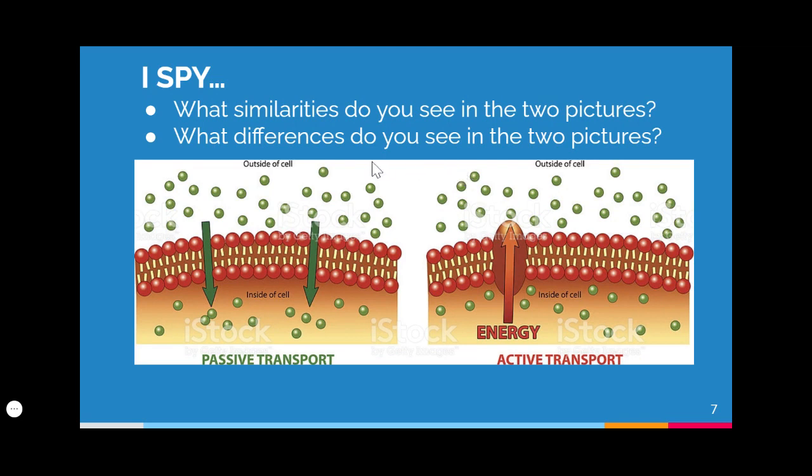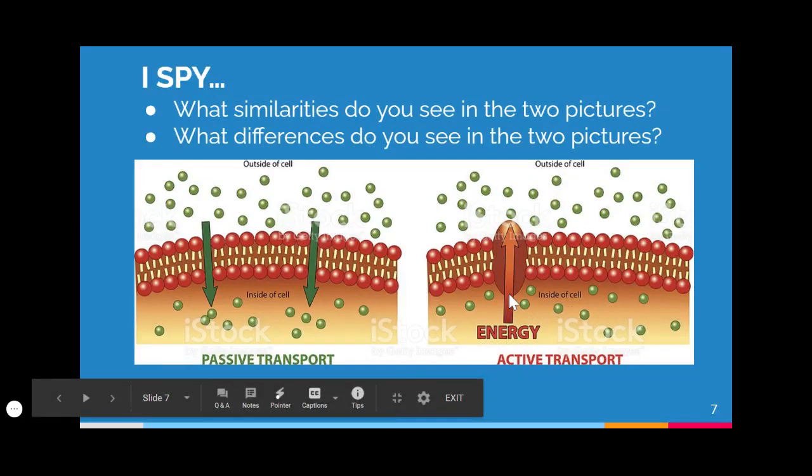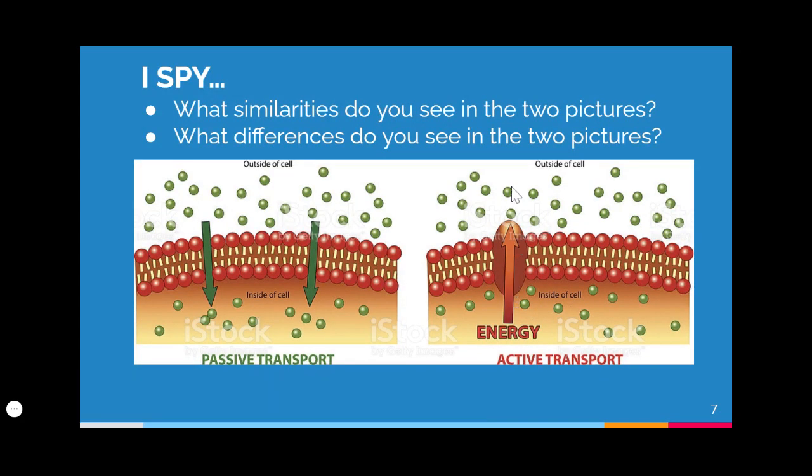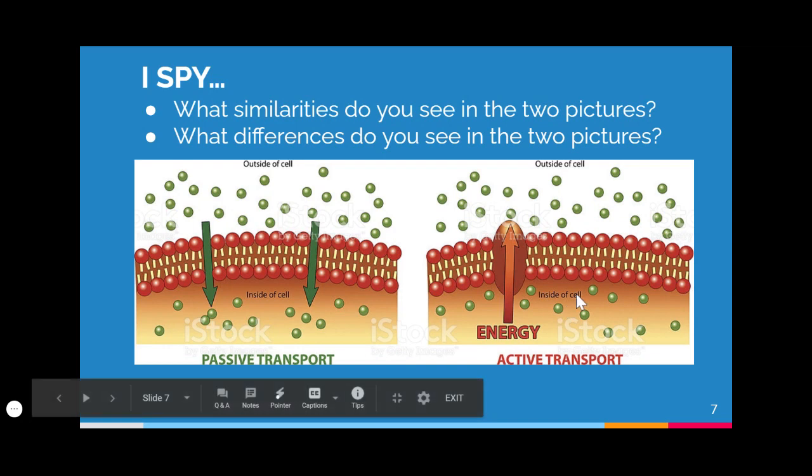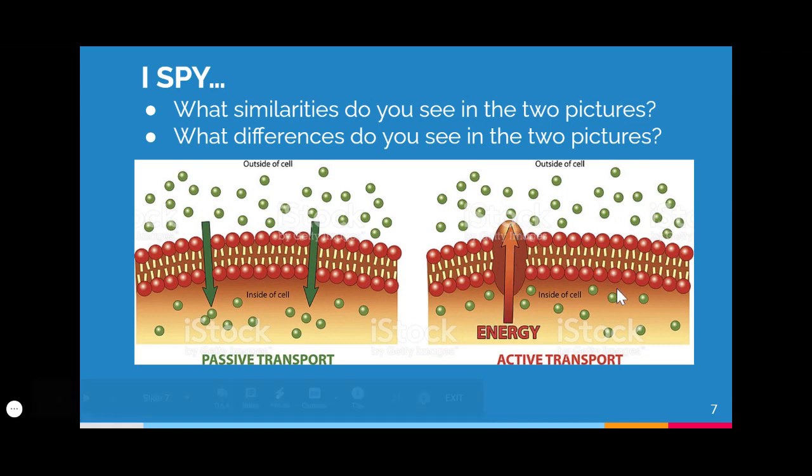A difference is in passive transport, molecules move from a high concentration to a low concentration. That's what this green arrow is trying to show you. In active transport, we're moving molecules from a low concentration to a high concentration. But hopefully you also saw the word energy. In active transport, there's energy required to get those molecules to go from a low concentration to a high concentration. You don't have that with passive transport.